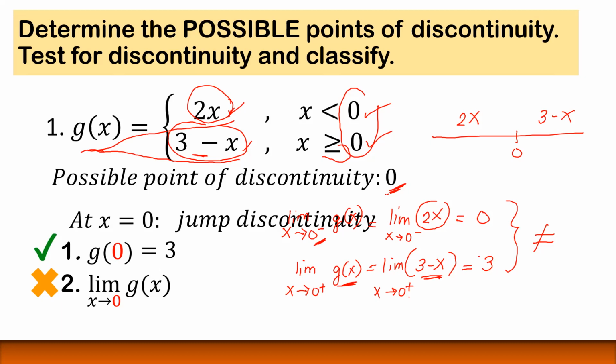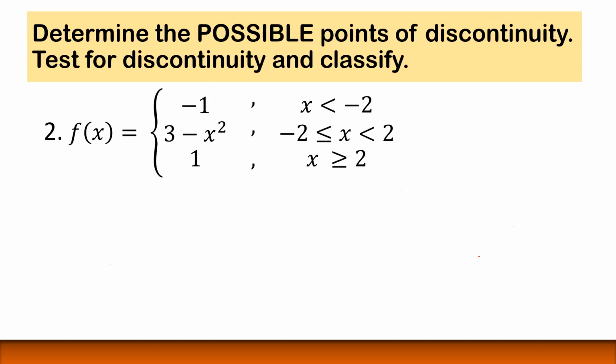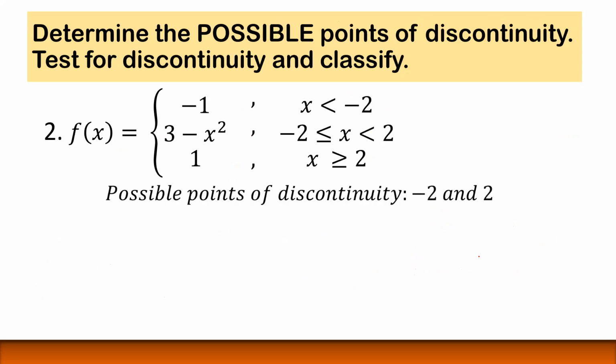Okay. Now, let's proceed to our next example. Let's have this one. Sabi natin, yung mga PPDs natin, automatically, nakikita natin points dito. Si negative 2, tsaka si positive 2. Okay, let's see, no? Tingnan muna natin, check natin, no? This will never be undefined. Okay, so wala na. Aside from negative 2 and 2, wala na tayong ibang possible points of discontinuity. Okay, sila lang yung pagsususpetsahan natin na pwedeng discontinuous yung function.